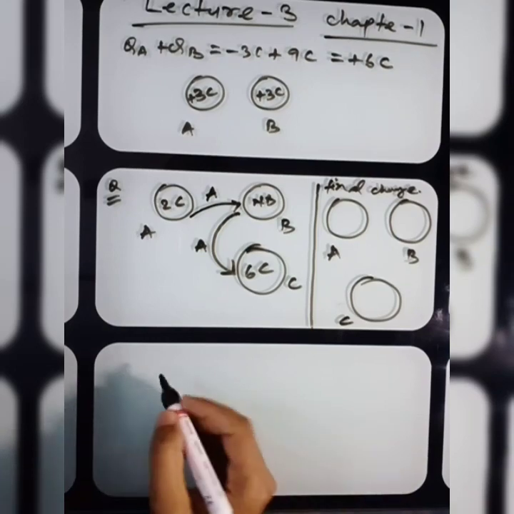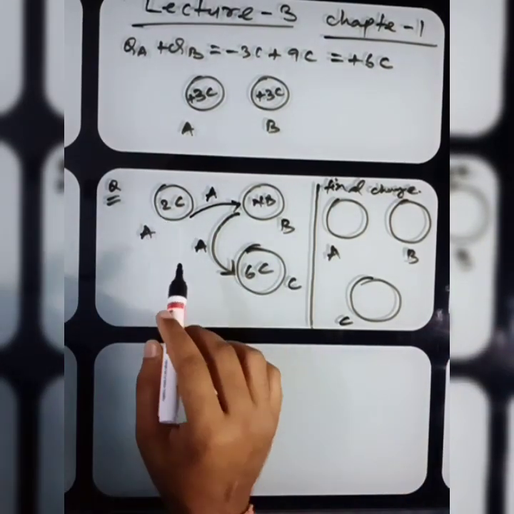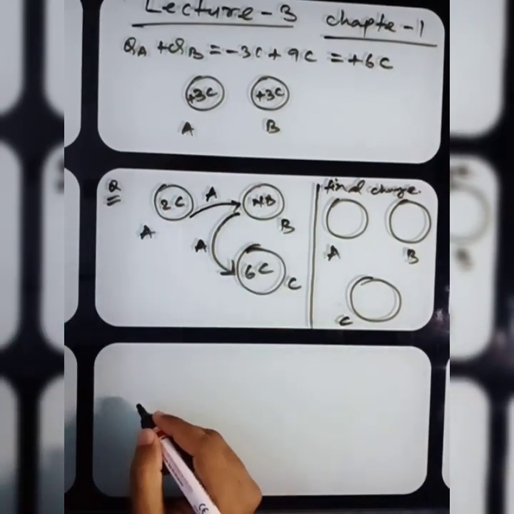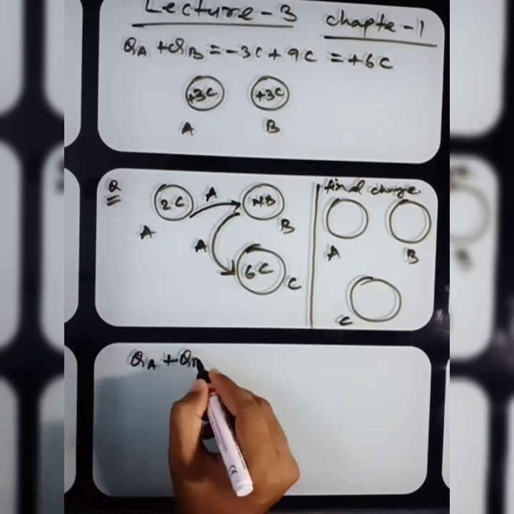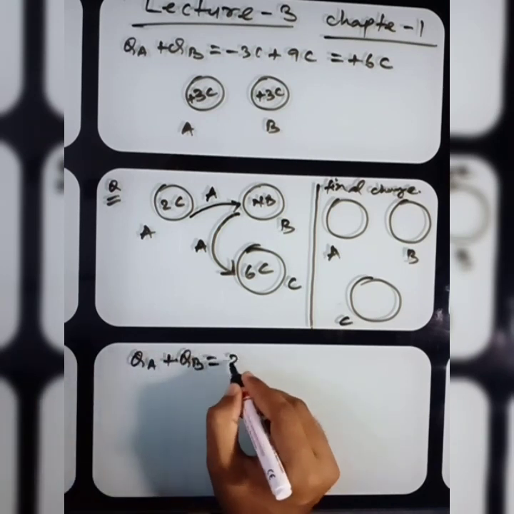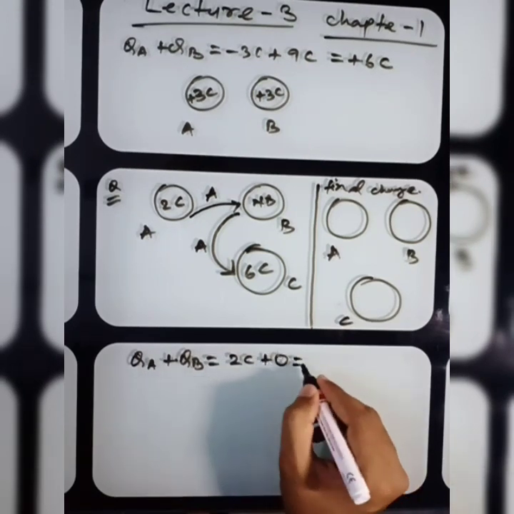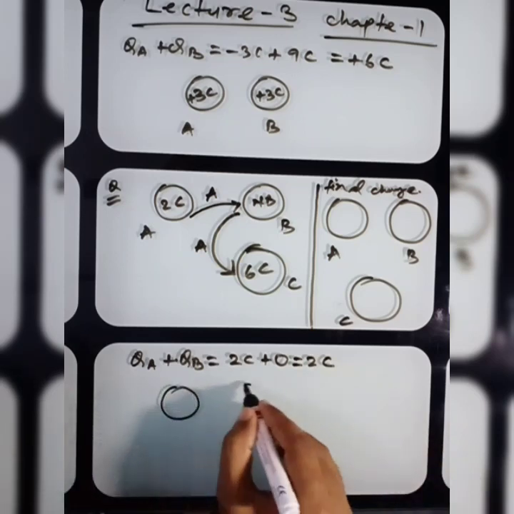Okay students, let me solve this question. A was made to contact B. So the total charge of A and B is 2 Coulomb plus it was neutral, so it is 2 Coulomb only. Now arrange A and B.